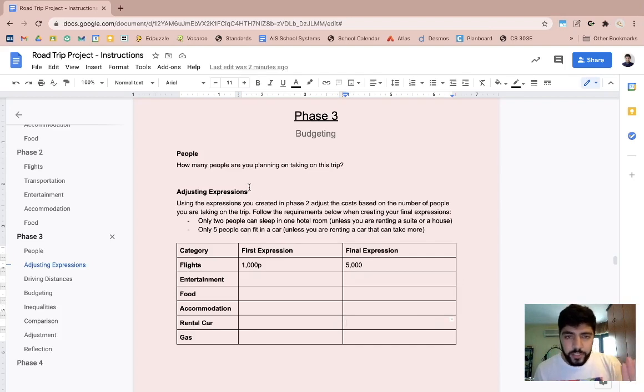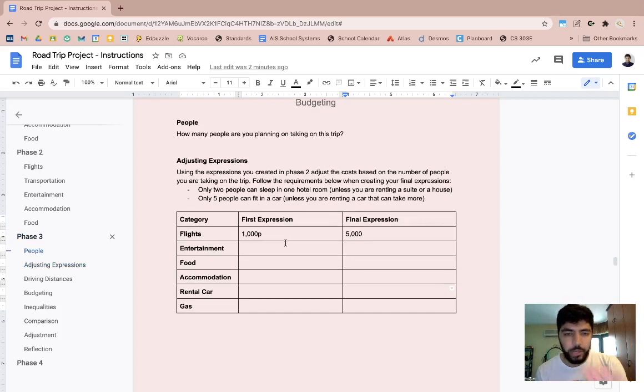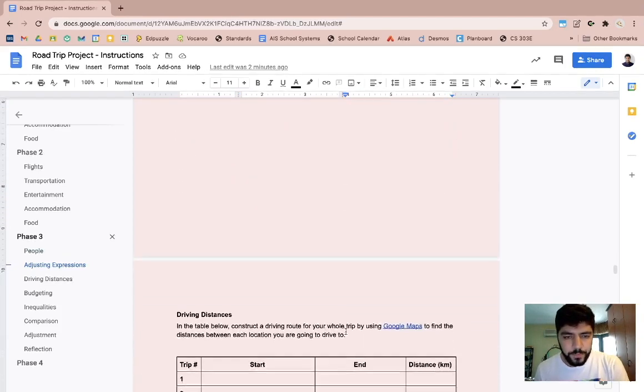At this point, you cannot change any decisions you made in phase 1 or 2. You have to keep them, and you'll have a chance to change them later. So for now, just stick with what you have already. For gas, you're just going to multiply your expression by the number of cars that you rented. So if you rented 2 cars, that means you're gonna pay twice as much for gas. So whatever your expression for gas is, you're just going to be multiplying it by the number of cars. And possibly if you just have 1 car, then it won't change. Okay? So moving on.